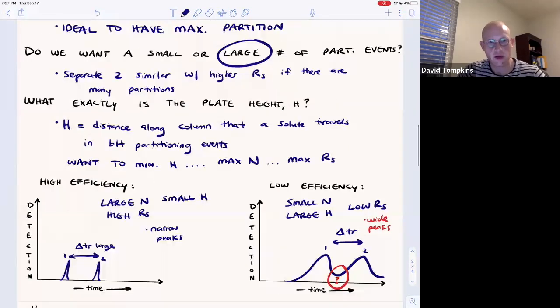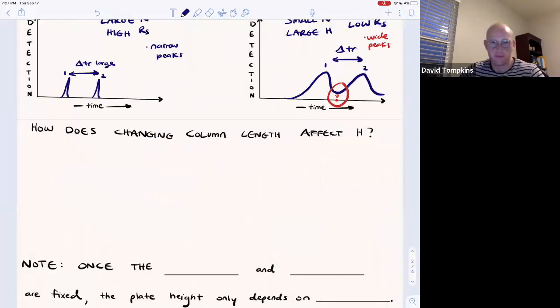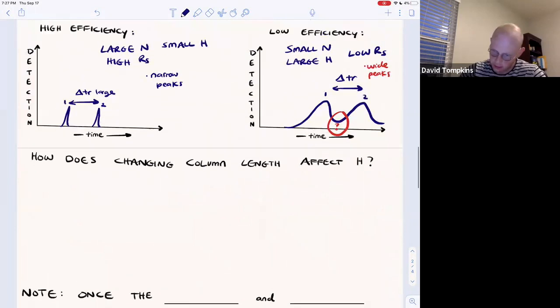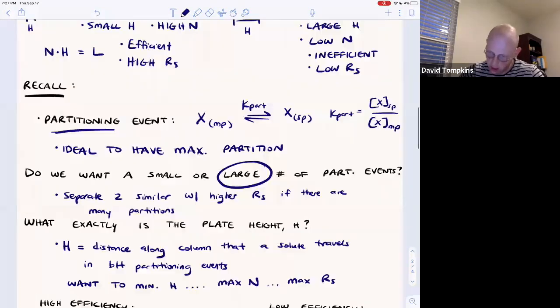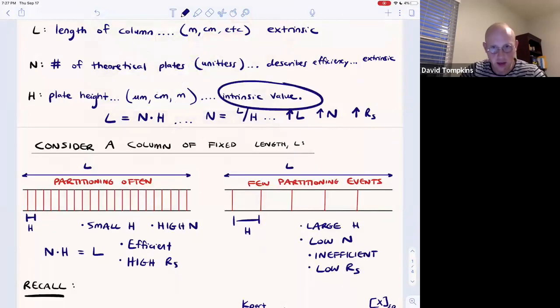So in subsequent videos, we will talk about how we can maximize the number of plates by minimizing the plate height. But let me mention here that the plate height, and I should label this above as well so you can have it in your notes, right? The plate height is an intrinsic value, whereas the number of plates is extrinsic, and as is the length.